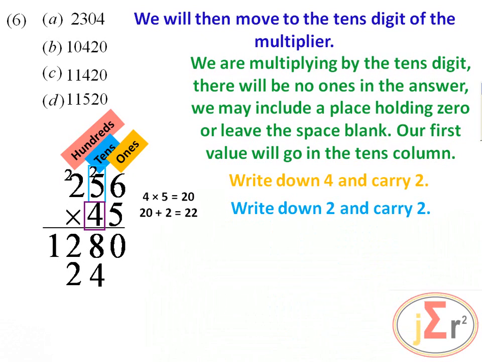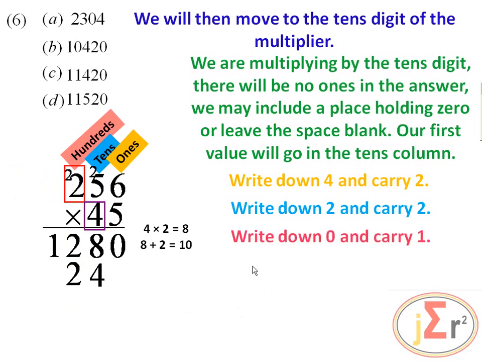4 2s, 8. Do we just write down the 8? No, you add the 2. So we cannot just write down the 8, but we need to add 2 to it. So add 2 to the 8 and we get 10. So 4 times 2 is equal to 8. Then the 8 plus the 2 that was carried over is equal to 10. So write down 0 and carry 1. But this one will go into the thousands column.